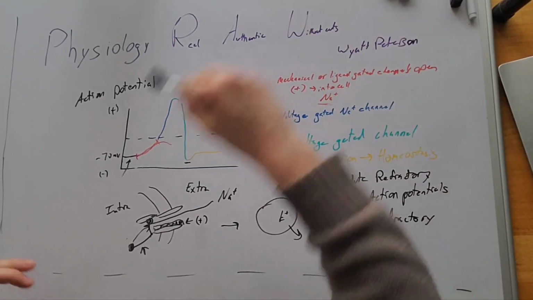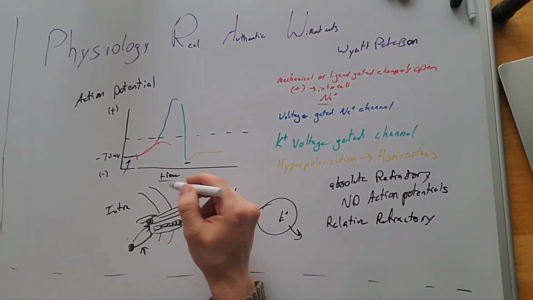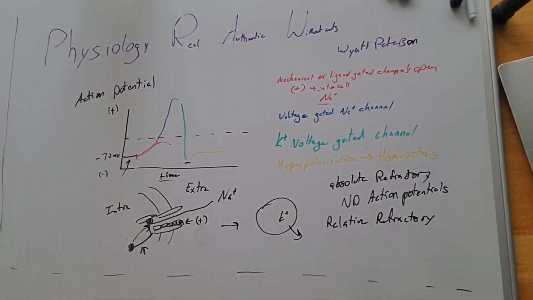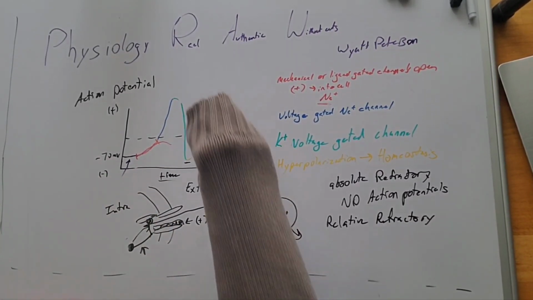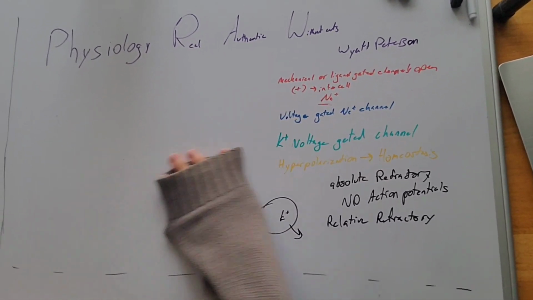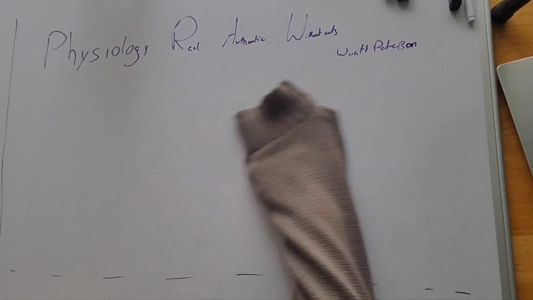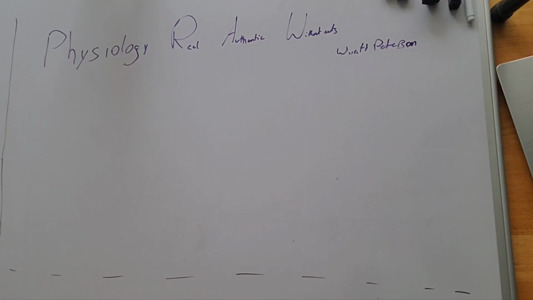Let me label, maybe, time right here. That's time, how much time passes. Alright, I'm going to erase some of this, clear up some room for the next discussion. Now we're just going to briefly go over some key concepts, rules to regulate action potentials.